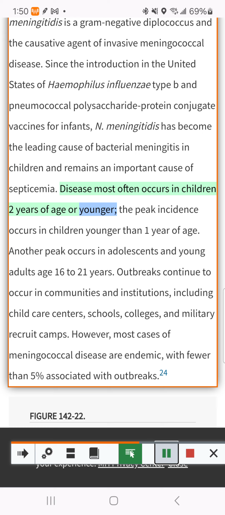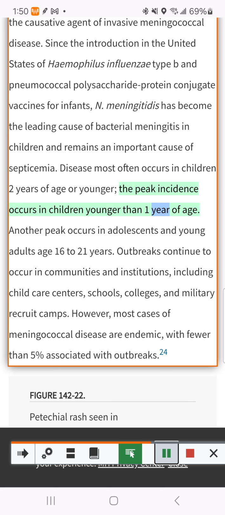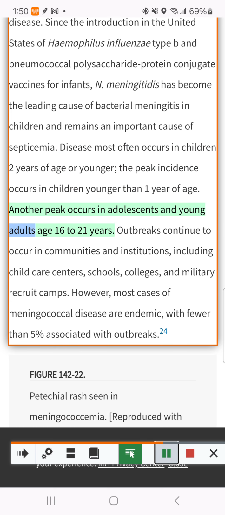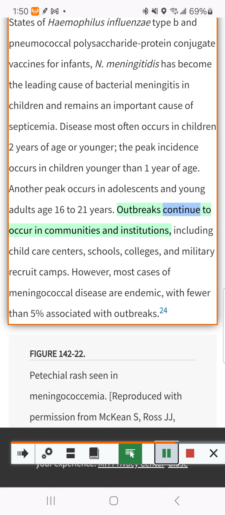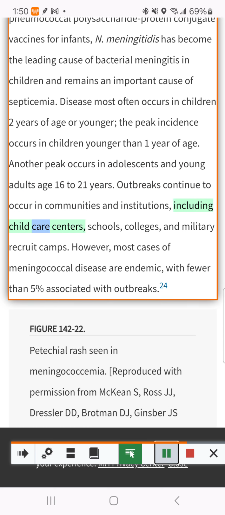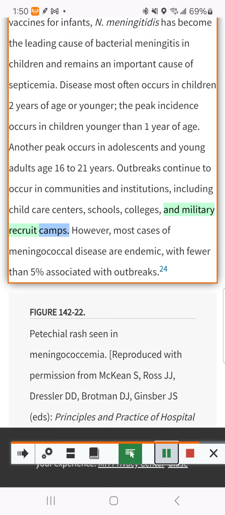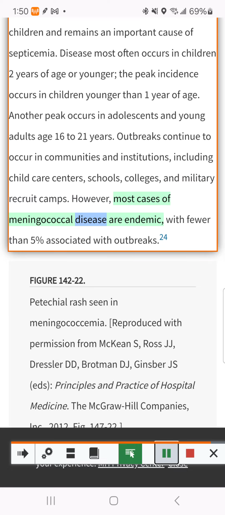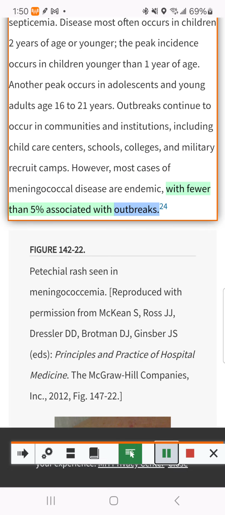Disease most often occurs in children 2 years of age or younger. The peak incidence occurs in children younger than 1 year of age. Another peak occurs in adolescents and young adults aged 16 to 21 years. Outbreaks continue to occur in communities and institutions, including child care centers, schools, colleges, and military recruit camps. However, most cases of meningococcal disease are endemic, with fewer than 5% associated with outbreaks.